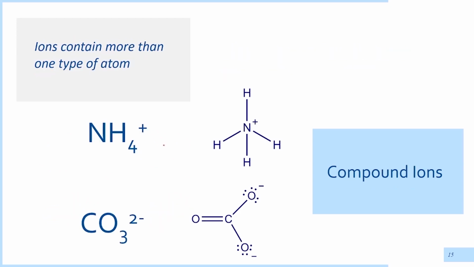Some ions contain more than 1 type of atom. For example, the ammonium ion NH4+, or the carbonate ion CO3 2-. We call them compound ions. The plus on the ammonium and the 2- on the carbonate are called formal charges. Balancing the ionic compounds tells us the formula of the ionic compounds.